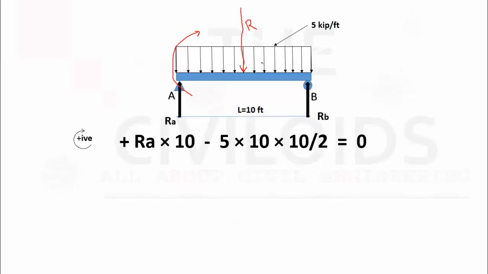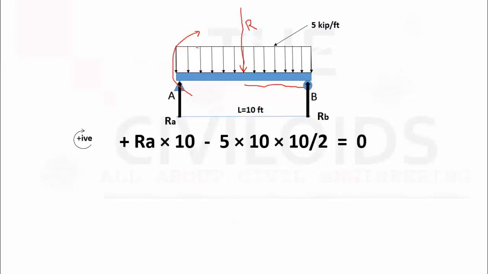The magnitude of this load is 5 kPa and the length of the beam is 10 feet. So the resultant load will be 50 kips, and the moment arm of this load will be this distance, which can be found by dividing the length of the load by 2, which is 10 divided by 2.